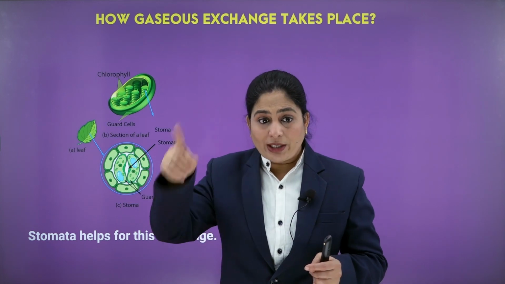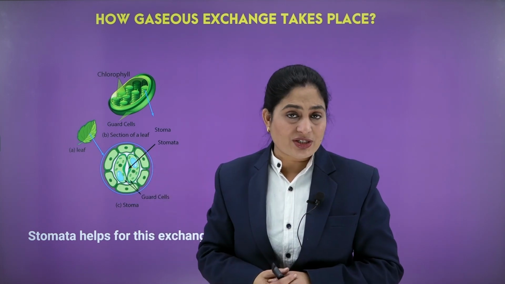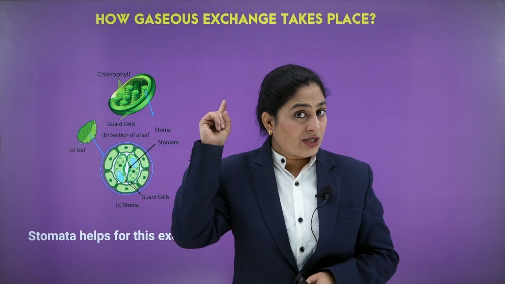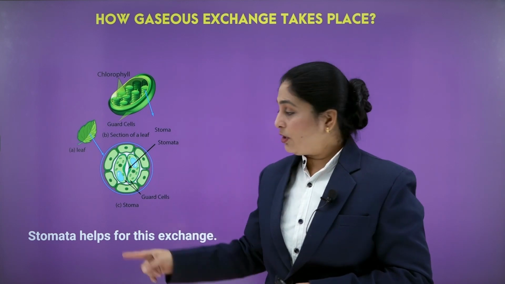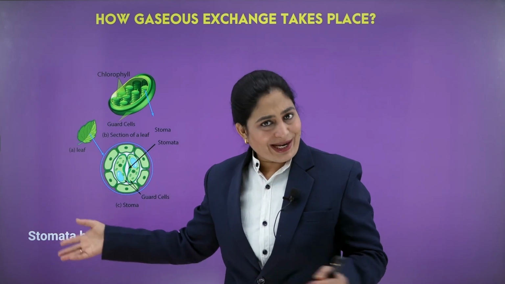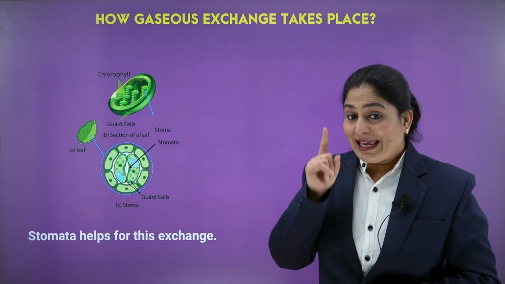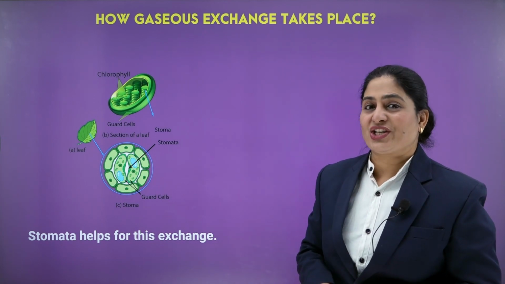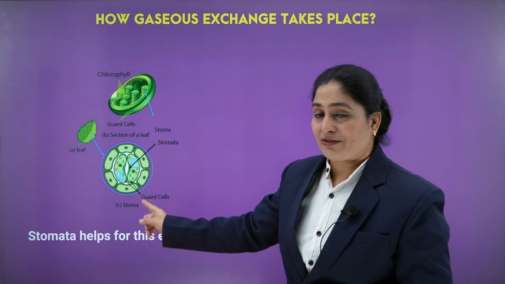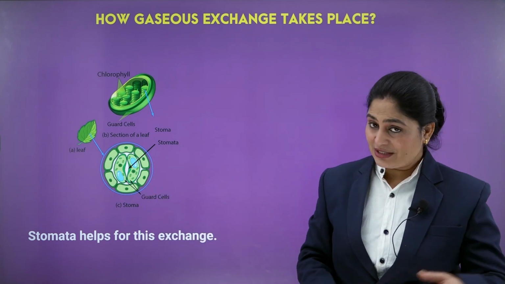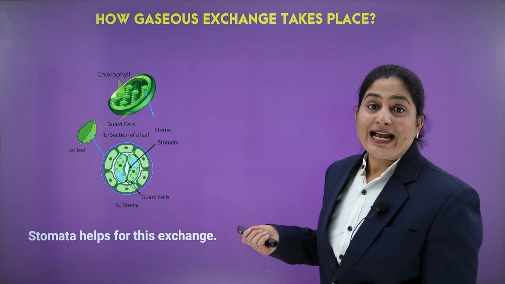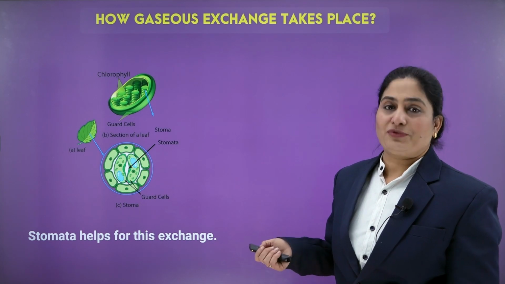So what is the main center where gaseous exchange takes place? It is on the surface of the leaf and we call it stomata. So stomata helps for the gaseous exchange that takes place on the surface of the leaf. This is how the gaseous exchange takes place, with the help of stomata.